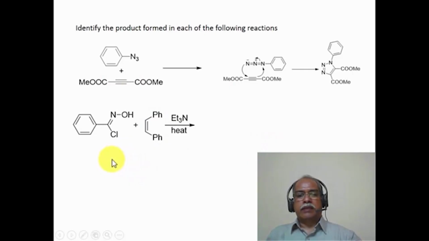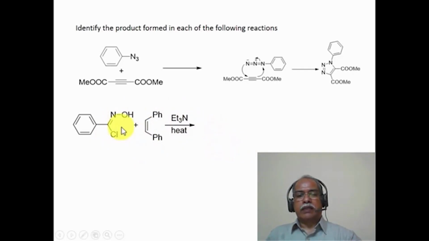The second reaction is an alpha-chloroaldoxime and its reaction with cis-diphenylethene in the presence of triethylamine. Remember, this is a precursor for making the nitrile oxide, as by the elimination of HCl one can form the nitrile oxide. In the presence of triethylamine, the elimination of HCl will result in the formation of the nitrile oxide.